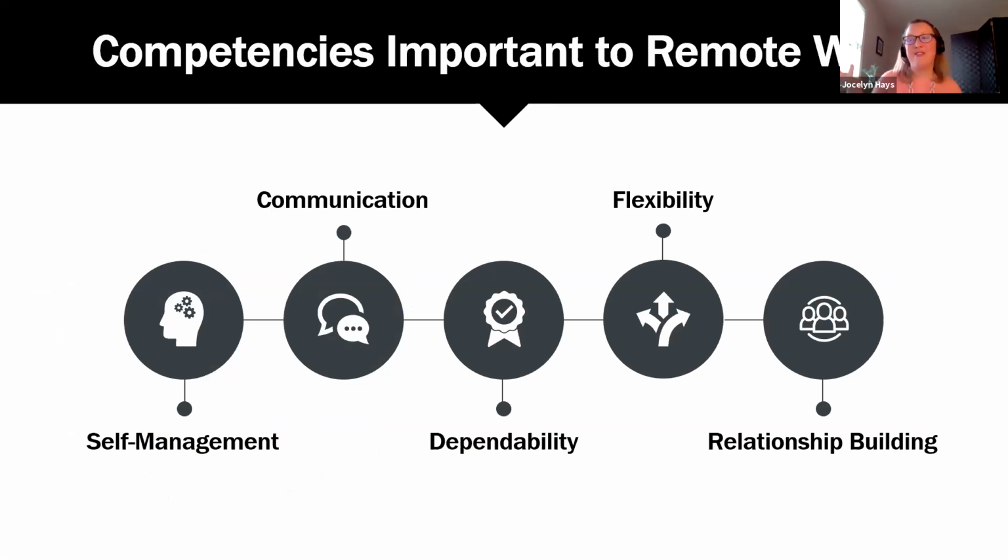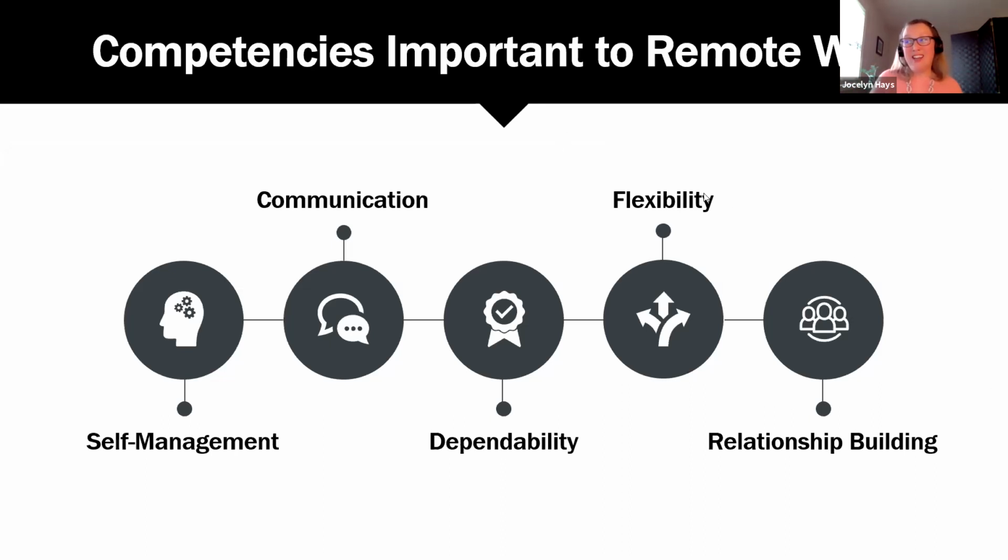Communication, kind of self-explanatory there, communicating with others, being willing to, and doing so in a way that feels rewarding and productive to other people. Dependability, absolutely, right? If you're going to be working remote and I can't see you and I can't tap you on the shoulder, then I want to know that you're doing what you are supposed to be doing, what you said you were going to do. You're following through on the commitments that you've made to me.